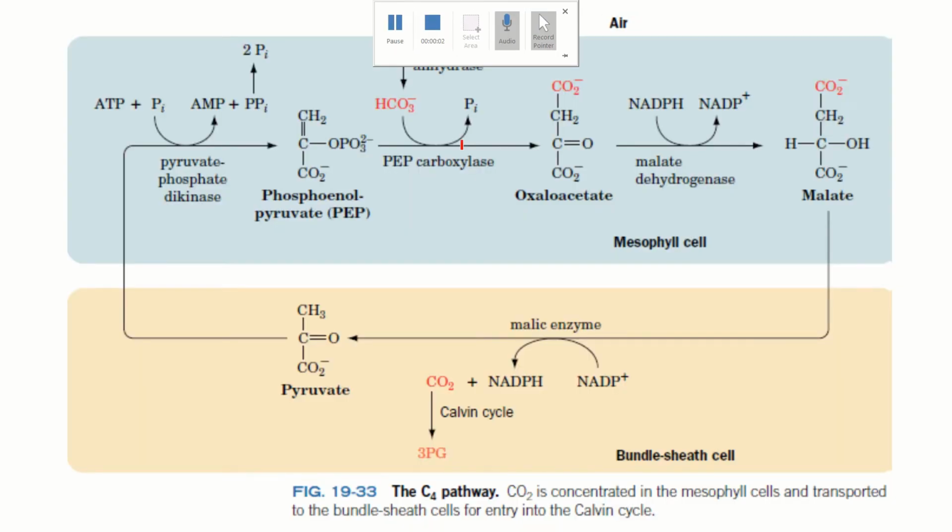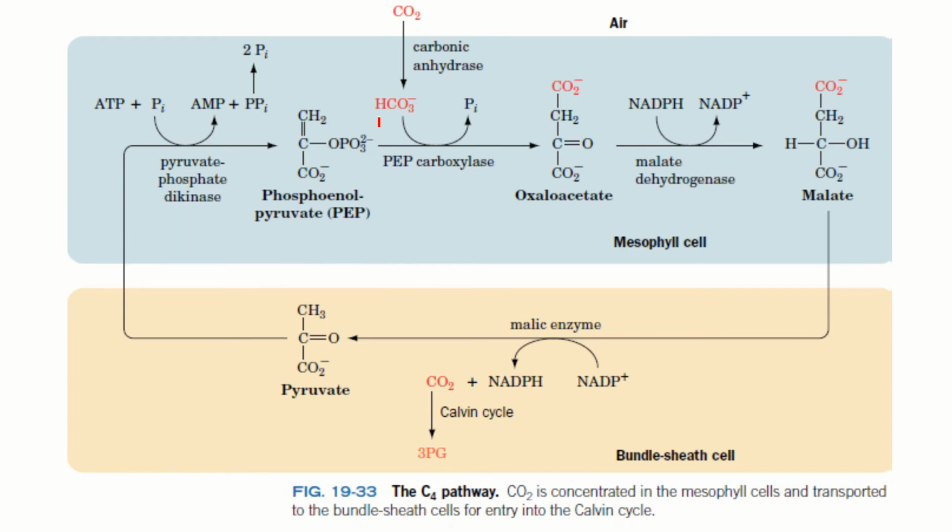Here you can see the chemical reactions taking place during C4 pathway. Where do we start? Where there is carboxylation. Look here, carbon dioxide is reacting with PEP to form oxaloacetate. But what you see here is something different.